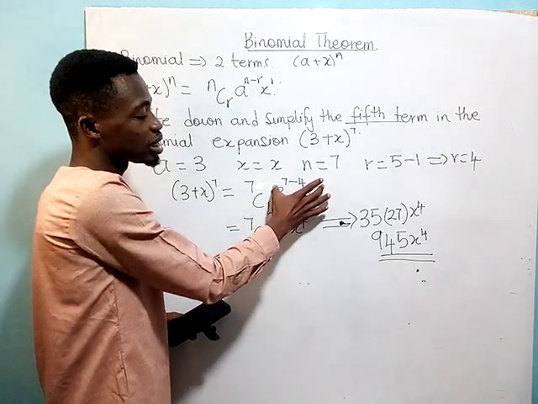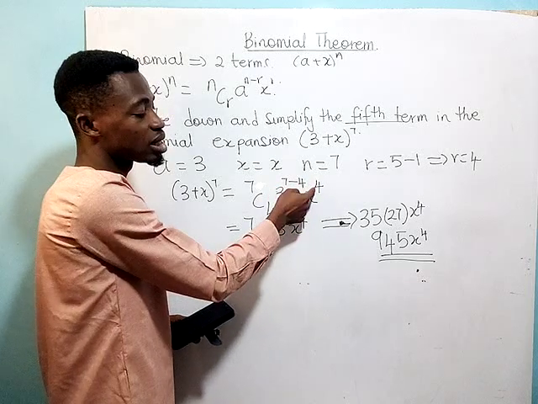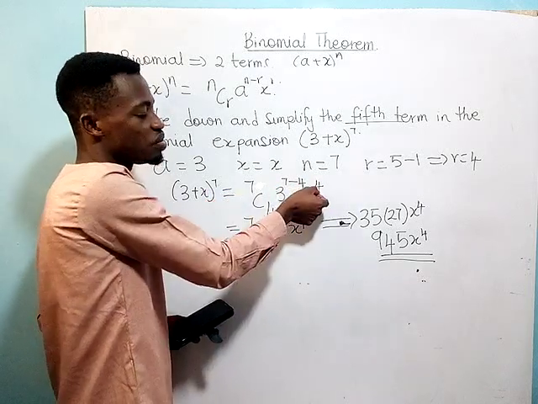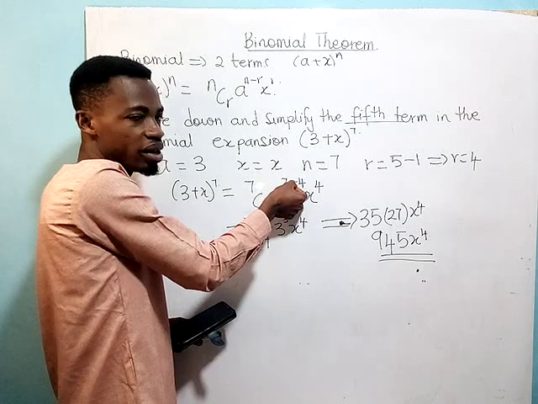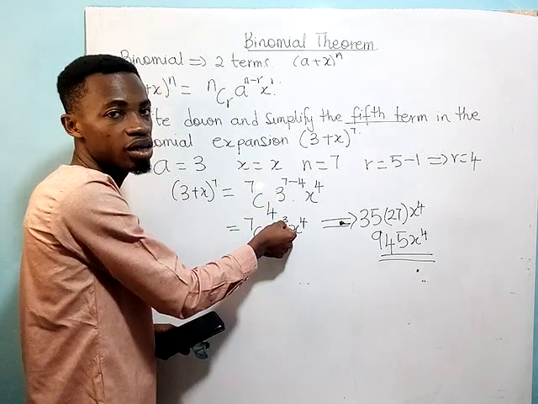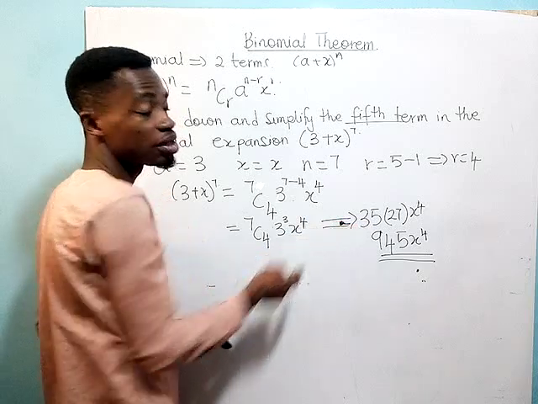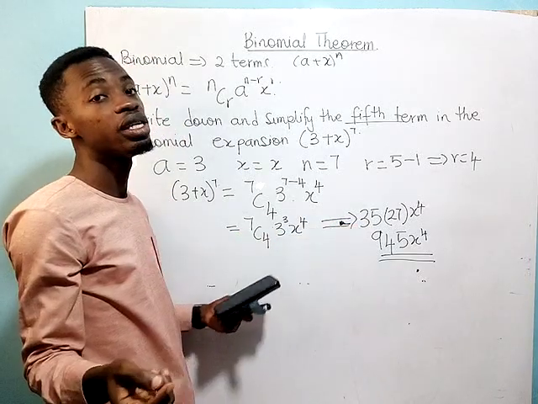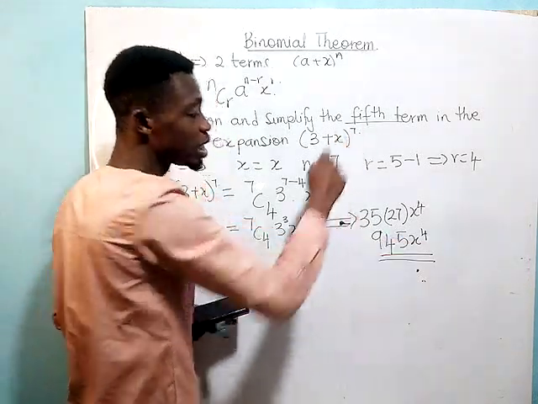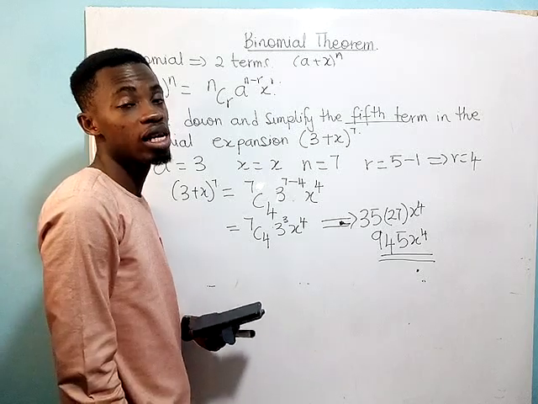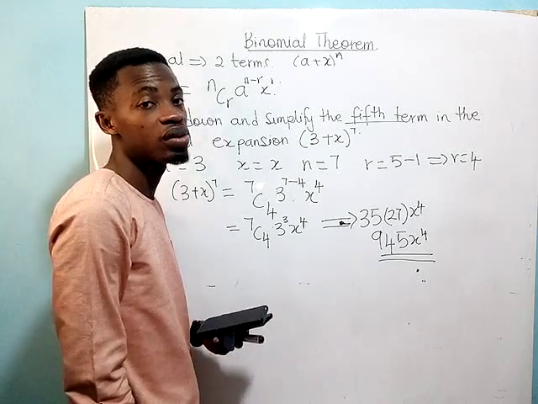And we know that when the exponents of the two terms are summed up, we need to obtain 7. So if here is 4, it means here is going to be 3. So we have 3 to the power 3. 7 combination 4 is 35. 3 to the power 3 is 27. Then we have x to the power 4. And this is Florence, the mathematics tutor.